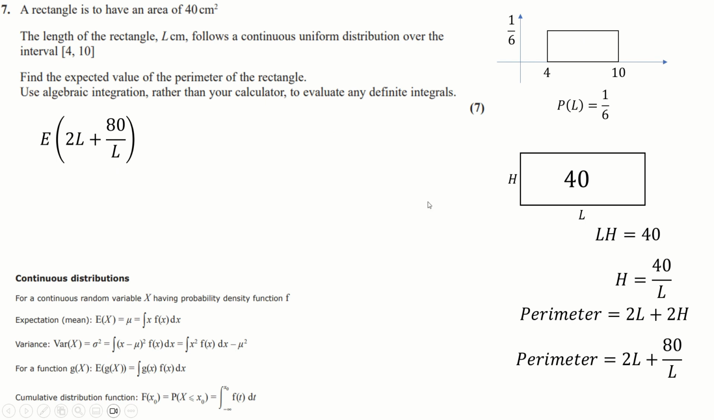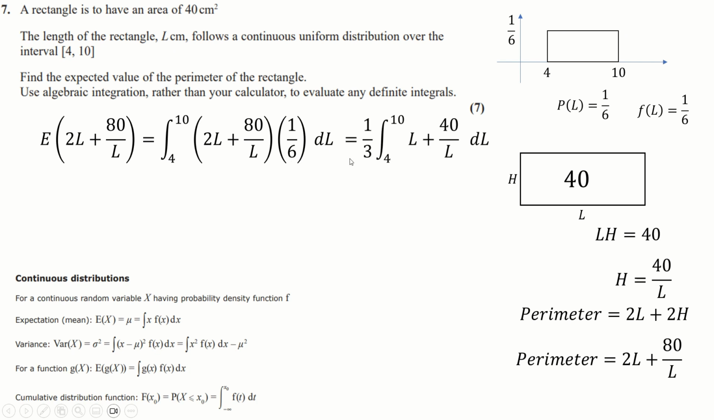Now, f of x is just 1/6, right? Because this original function is just the line y equals a sixth, isn't it? The function is just y equals a sixth. So that's f of L. And so what we can do to work out this expected value is just integrate this thing here times a sixth, dL, of course, between 4 and 10, because those are the two limits that this probability distribution exists over. And I think this is all we have to do.